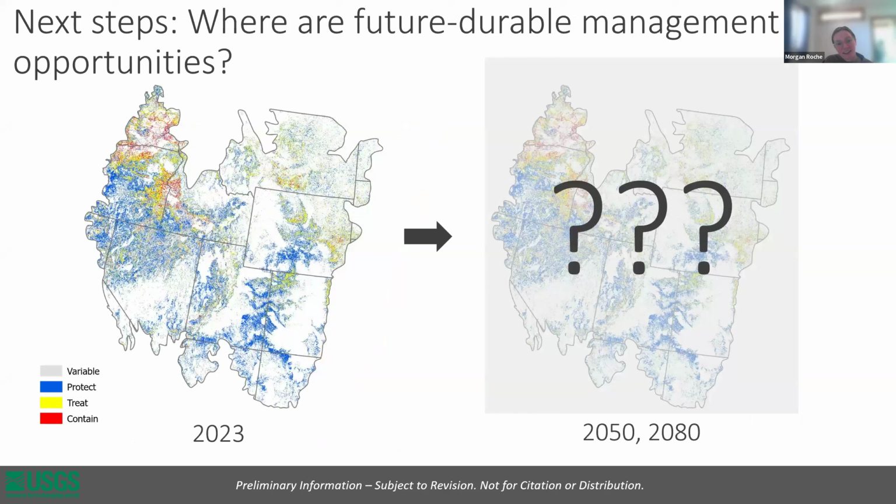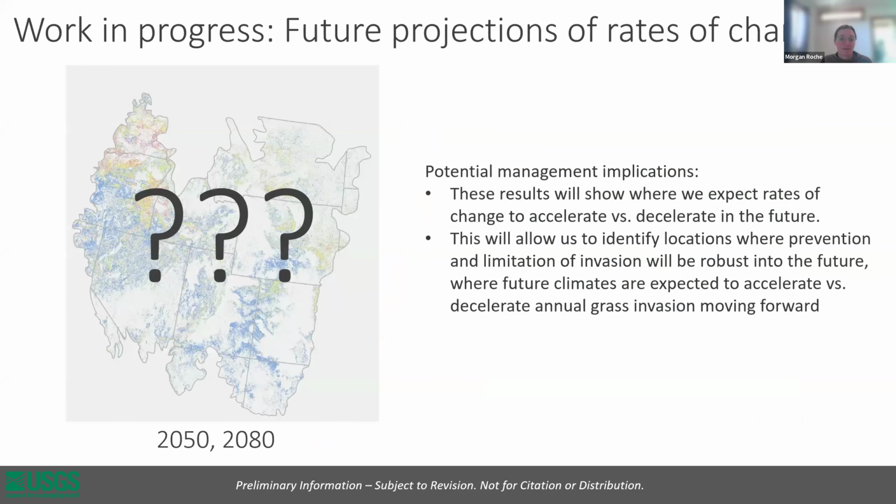So we've also modified this analysis to identify where future climate and disturbance conditions could accelerate versus decelerate rates of change in invasive annual grasses. And so the potential implication of this is that with the best guess of where rates of change will be similar versus different in future conditions, we can help inform durable management decisions that can be adaptive to these changes in conditions. So I'm presenting some preliminary results on this at the Society for Range Management meeting next week. So come hear about that if you're going to be there.